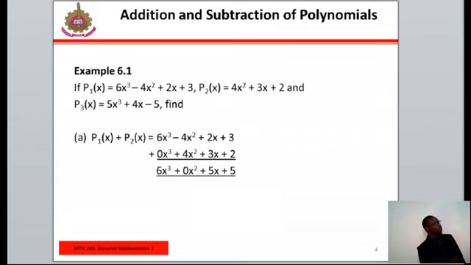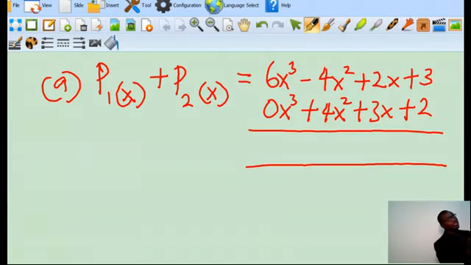Now, the first question is, we have polynomial 1, the function of x, and polynomial 2, the function of x. From the example which I've written here, we are to add polynomial function 1 and polynomial function 2 together. Polynomial function 1 is 6x cubed minus 4x squared plus 2x plus 3, and polynomial function 2 is 4x squared plus 3x plus 2. I have added 0x cubed to stand as the term that is going to be added to the upper one, and from here now we are to add it together.